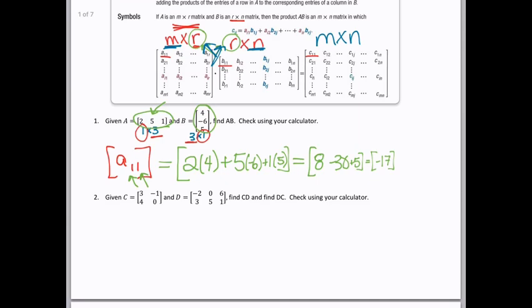Okay, so let's actually go on to a matrix now. It's a little bit larger. We have C and D here, and C is a 2 by 2. D is a 2 by 3. So we're going to multiply these together, and we can because the inner dimensions match. So this 2 and this 2. And our matrix result should be dimensions 2 by 3.